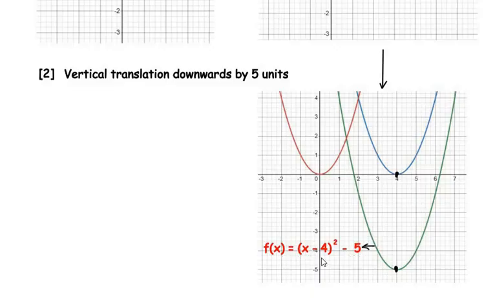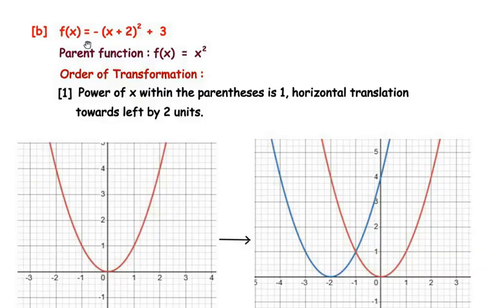Now let us move on to the second example. Now the second example is f of x is equal to minus x plus 2 the whole square plus 3. So the first step is identifying the parent function. So we can see that the parent function is f of x is equal to x square, to which the reflection, horizontal translation and vertical translation have been applied. So once we have got the parent function, we have shown it over here. So it is again going to be a parabola, that is a U-shaped quadratic function.